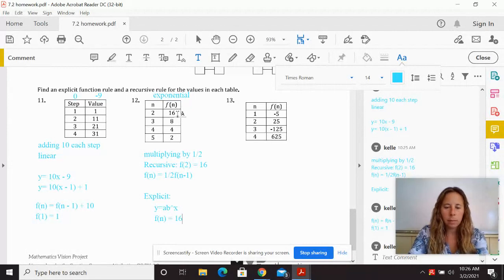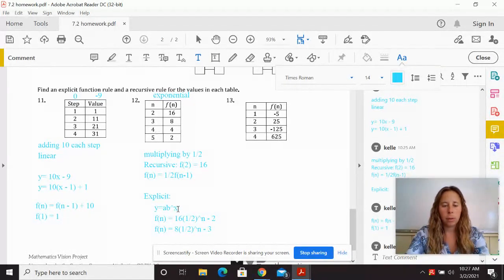So 16 times our ratio, which is 1/2. And that is raised because we're using the second term. See how there's a 2 here? We're using the second term. We don't know the first term or the 0th term, so we're using the second term. So it's raised to the n minus 2. Technically, you could use any of these points they gave you. So if I did 8 times 1/2 raised, there it is, raised to the n minus 3.